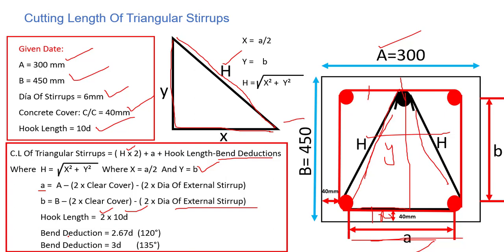We have two hooks over here, and the bend deduction for 120 degree we are going to take here is 2.67D. I have already explained the bend deductions, you can check there as well. And the bend deduction for 3D is for 135 degree.